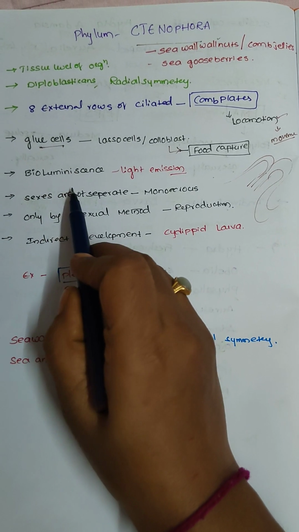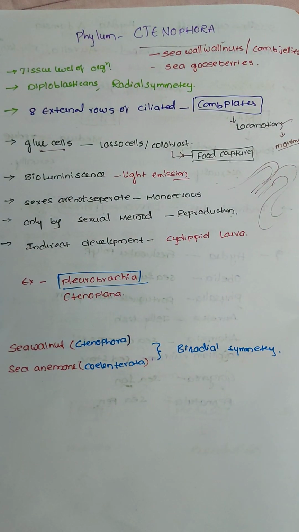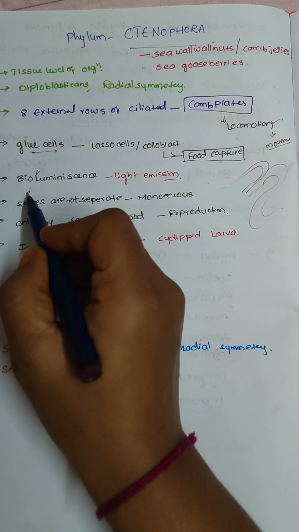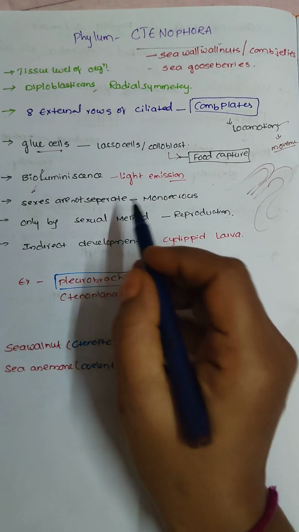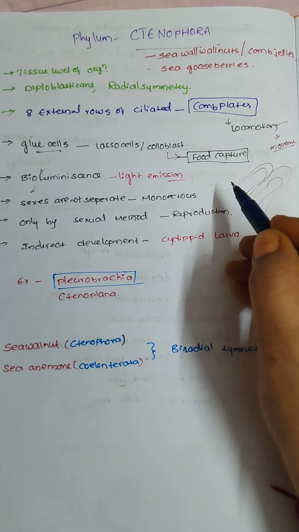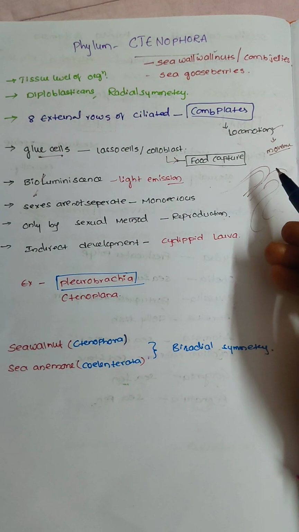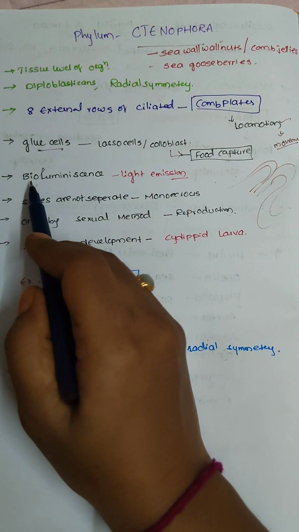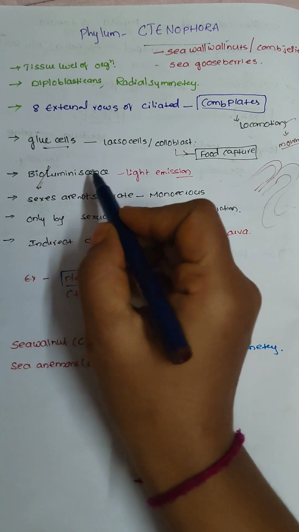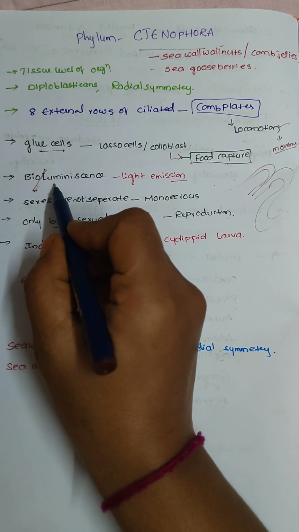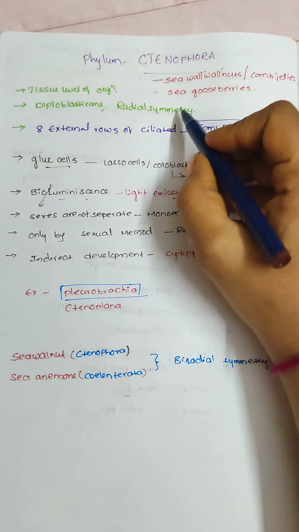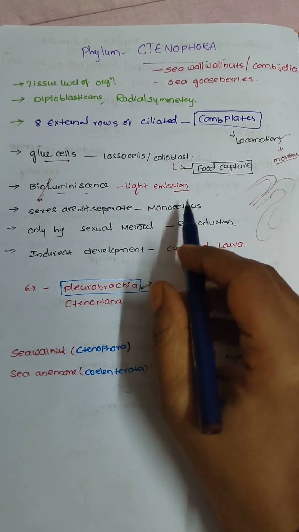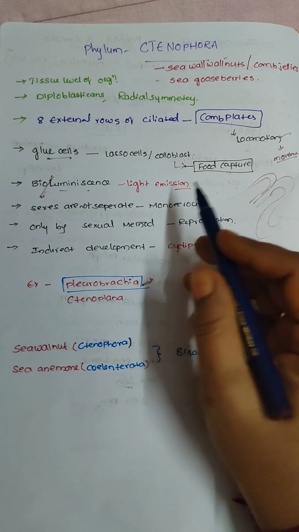Also this type of Ctenophora organism shows bioluminescence. Here bio means life, luminescence means emission of light. Generally non-living things can emit light, for example a lamp or a tube light. But here the living organisms can emit light. That function is called bioluminescence. The Ctenophora organisms, especially Pleurobrachia, are light emitting organisms.